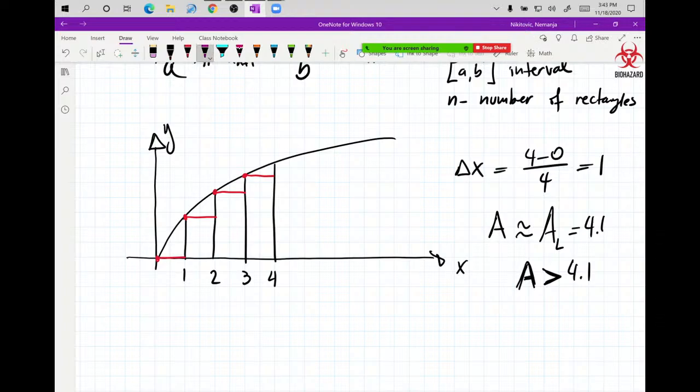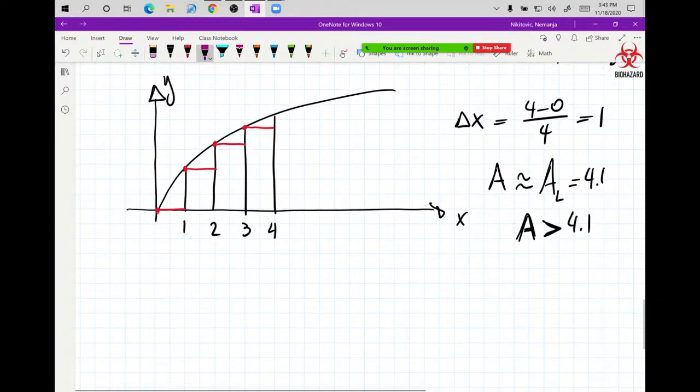But now, when I go purple over here and say I'm going to partition this more, let me double the number of rectangles. And now, draw rectangles from the left.